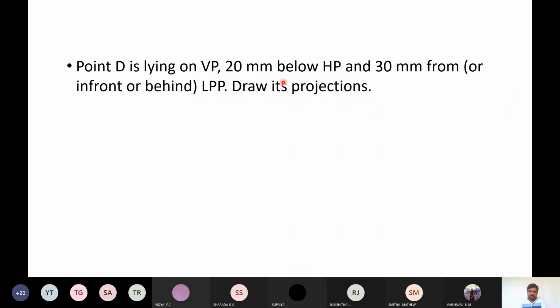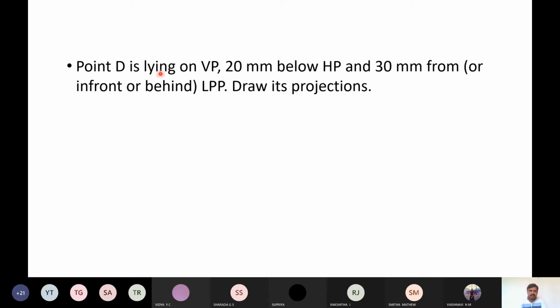So if it is below HP and behind VP, it is third quadrant. If it is below HP and in front of VP, it will be fourth quadrant. But here, since it is on VP, it is neither behind nor in front. So that's why it is third or fourth quadrant.